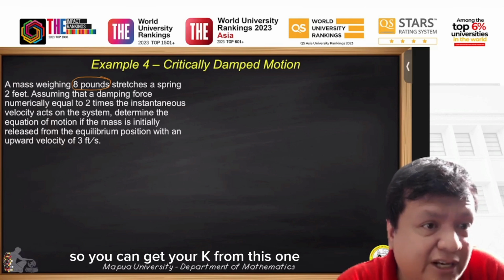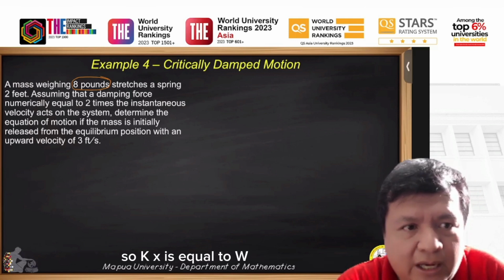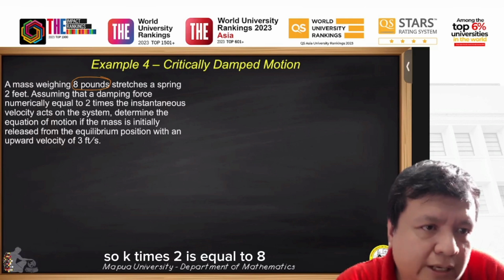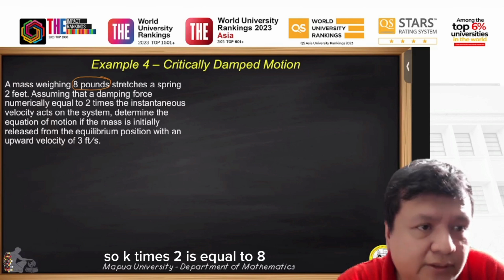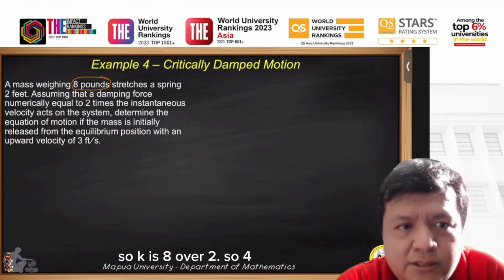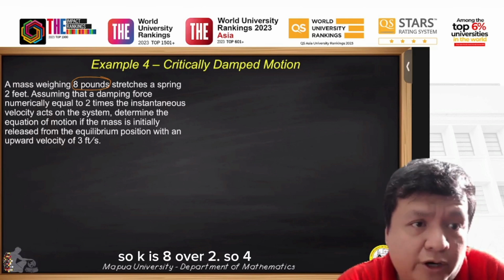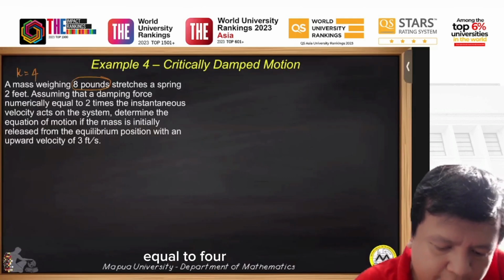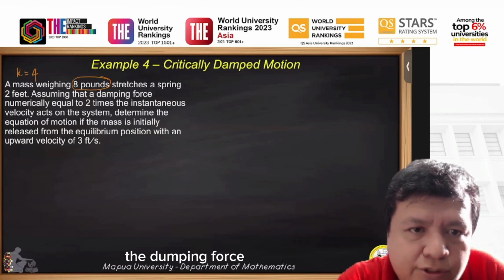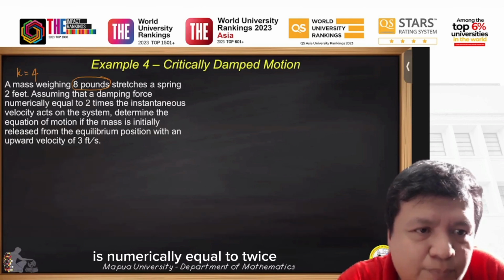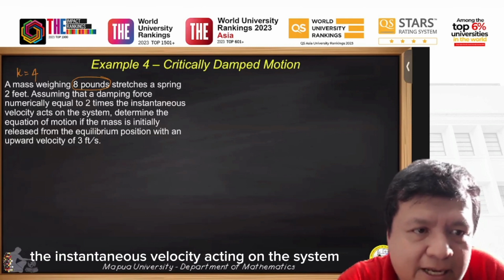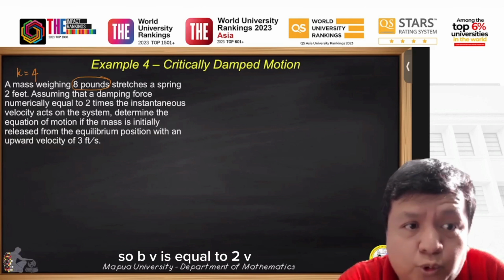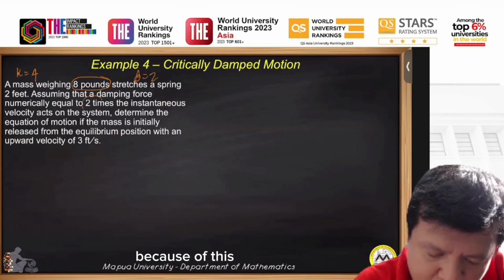So you can get your k from this one. So kx is equal to w. So k times 2 is equal to 8. So k is 8 over 2, so 4. So we have k equal to 4. Assuming that the damping force is numerically equal to twice the instantaneous velocity acting on the system. So beta v is equal to 2v. So beta is 2 because of this.